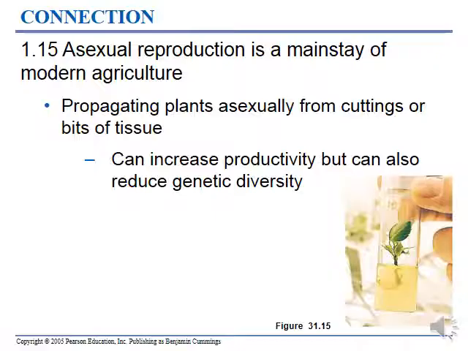Okay. Asexual reproduction is a mainstay of modern agriculture. So they propagate plants from cuttings or bits of tissue, and that is good for agriculture. When we talk about sexual reproduction, we say, well, it increases variety, and that's good for evolution. But when you're looking at agriculture, you don't want variety. You want to know that whatever plants you have planted have the characteristics you have worked for. And the way to reduce variety is through asexual reproduction.